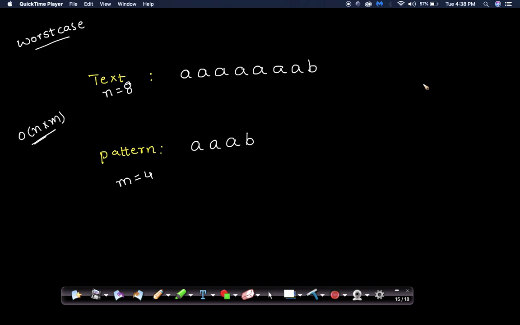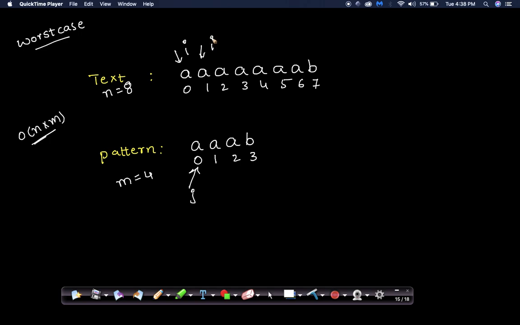According to the brute force approach, what will we do? These are the indices of the pattern: 0, 1, 2 and 3. These are the indices of the text: 0, 1, 2, 3, 4, 5, 6 and 7. I'm going to take 2 pointers, I and J. First I compare the values present at the indices I and J. In this case A and A, yes, matched.